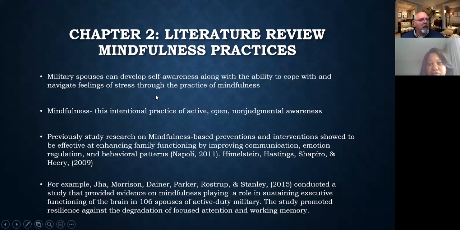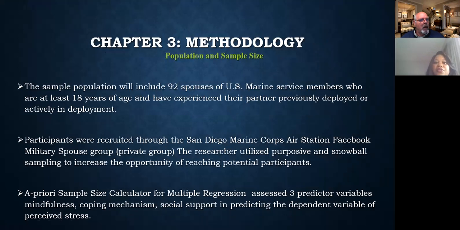I like that. Okay. So the methodology included a sample population of 92 spouses of U.S. Marine service members. They were at least 18 years of age and experienced at least one deployment or multiple deployments, whether it be active or during a past deployment. The participants were recruited via a private Facebook page.